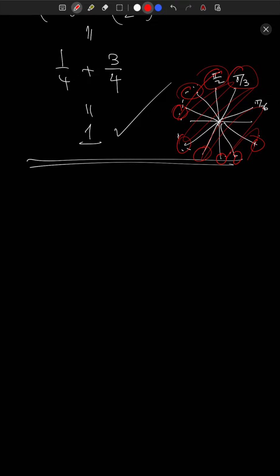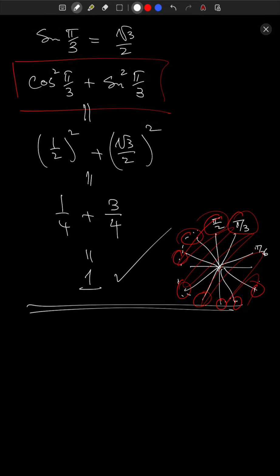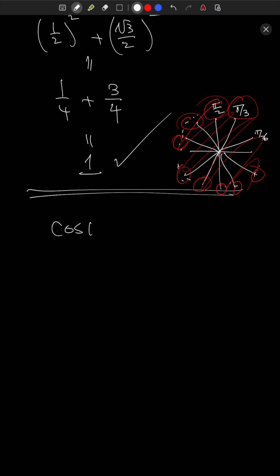All right, so our application here is very simple. Basically, let me rewrite our identity: cosine squared theta plus sine squared theta is always equal to 1, no matter what theta is. What that tells me is if I know, for example, sine of theta, then I can figure out cosine of theta. Or if I know cosine of theta, then I can figure out sine of theta. Because if I know one of them, then I can solve using algebra for the other one.